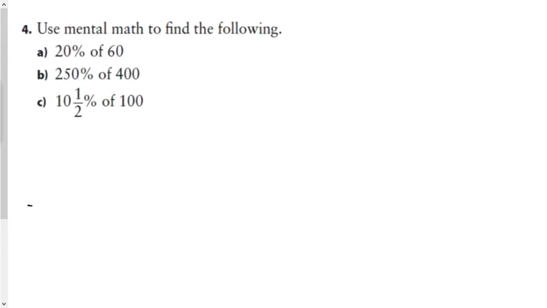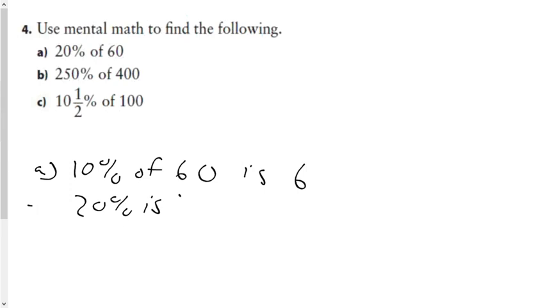Question 4 says use mental math to find the following. If it asks for 20%, what are we going to find first? It's asking for 20%, but what are we going to find first? 10%. 10% of 60 is 6, because we move it one place. So therefore, 20% would be double that, or 12.